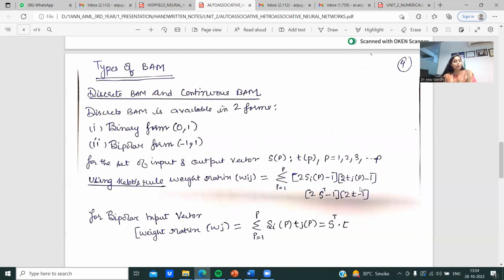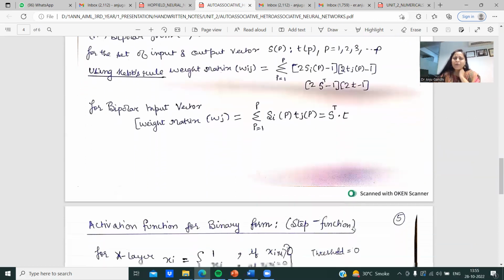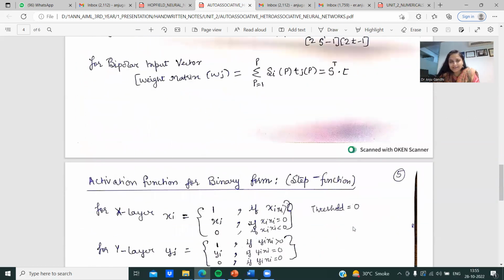Now, talking about the bipolar input vector, what formula do we use in that case? In the case of bipolar, we have this formula: the summation from p = 1 to P of s_i(p) t_j(p), which is simply the multiplication of the transpose of the source and the target. This is the way you can calculate these things.